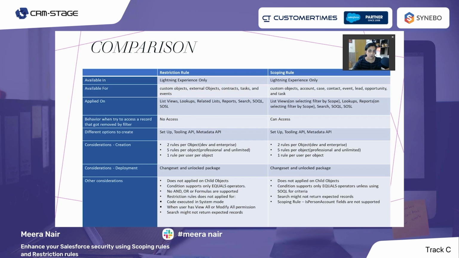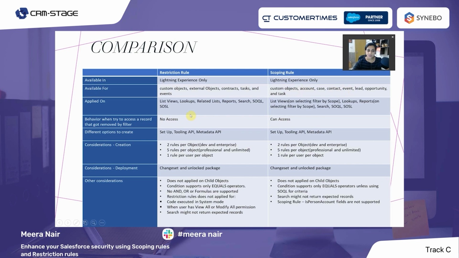You all know that external objects are objects created from a data model available external to Salesforce. By default, if you have access to external objects, you are going to see all the records available as part of external objects. And if you wanted to restrict access based on some criteria, till now there was no other option. So now it is available through restriction rules. And if we move to scoping rule, it is available on all custom objects and some standard objects like account, case, contact, event, lead, opportunity, and task.